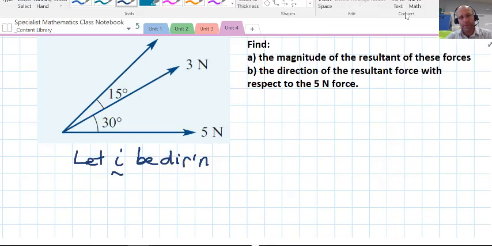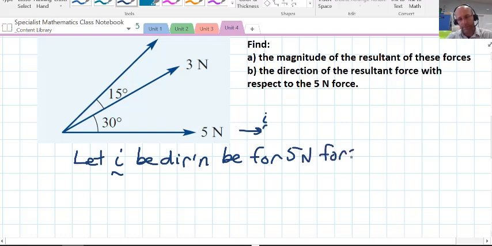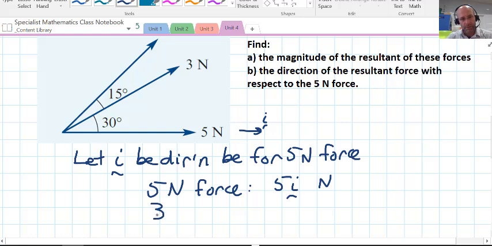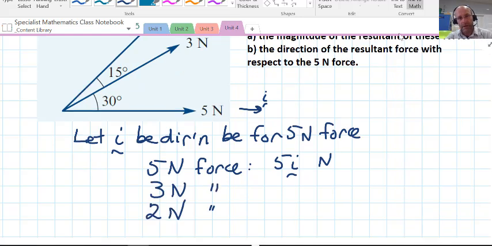So let the 5 Newton force be in the I direction, so I's going out that way. That's very convenient in this particular case. So that's the 5 Newton force, as a vector, would be 5i newtons. So the 3 Newton force and the 2 Newton force both need to be determined now, and we use our components.